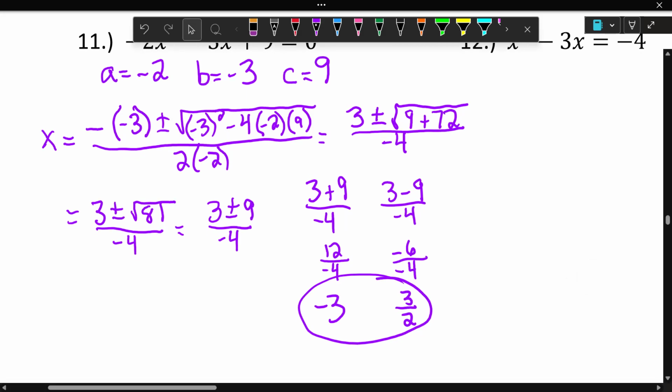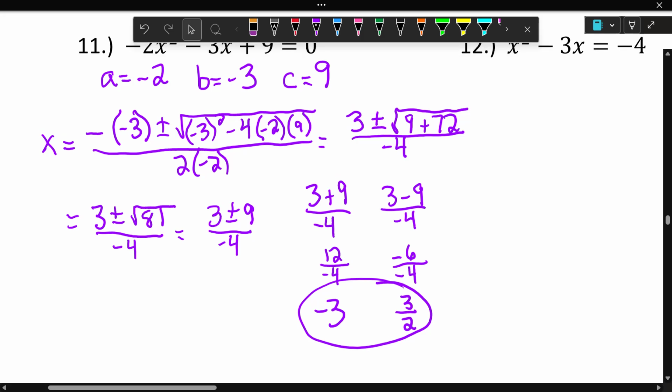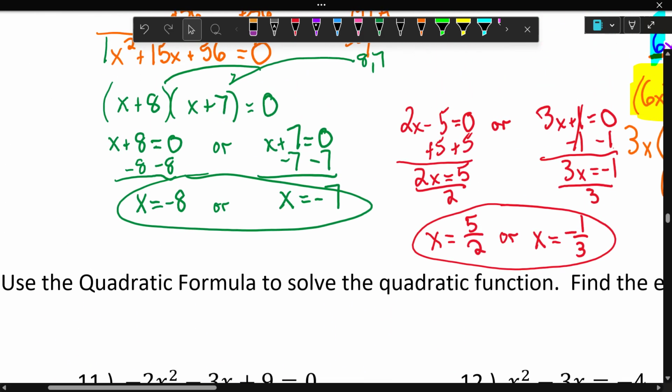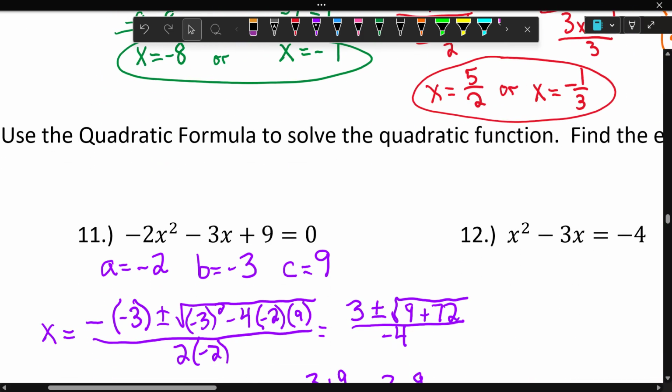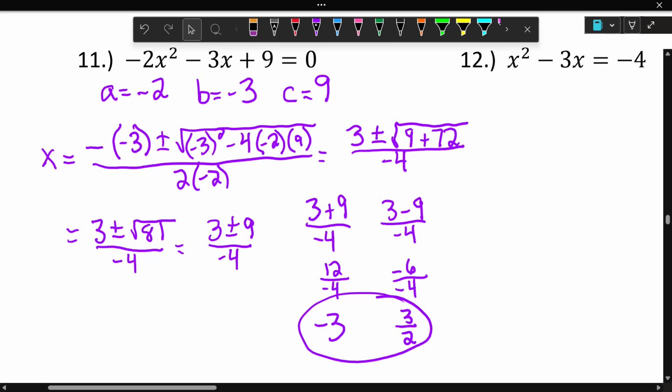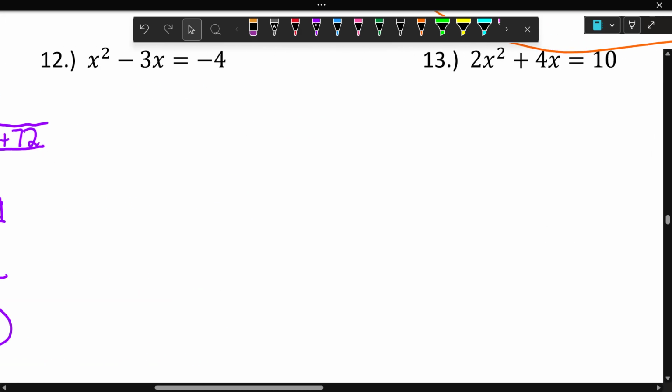It's the same thing. So these are the three ways that we can solve for zeros: either quadratic formula, factoring, or the square root property. We also could complete the square, but I don't hate you, so we're not going to do that.